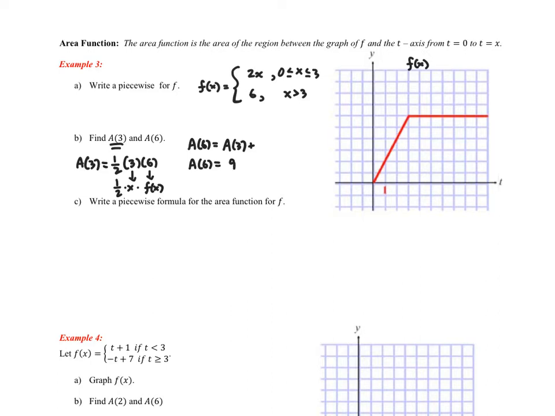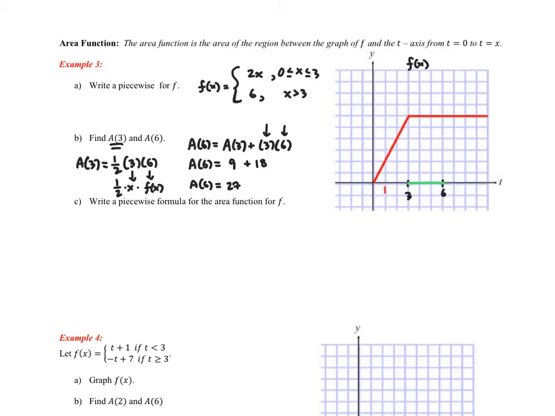Looks like A of 3 would be 18 divided by 2, which is 9. Plus, now we're going to accumulate a rectangle. Now that rectangle in this case will be base, and if we go out here to 6, the base of the rectangle would be represented here by 3. So I'm going to take the base of the rectangle, which would be 3, times the height, which would be 6. So we're going to get 18 plus 9, so A of 6 is equal to 27.